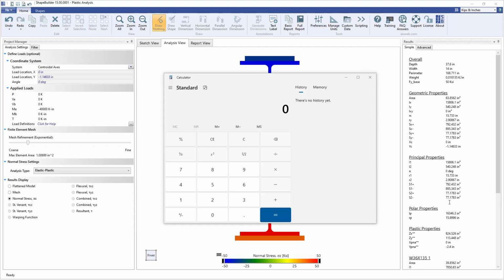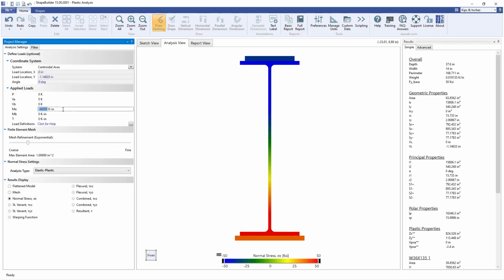To estimate the plastic moment capacity, let's multiply the plastic section modulus Zx, which is equal to 824.52 inches cubed, by Fy of 50 ksi, which is the base material for the cross-section. This gives a value of 41,226 kip-inches. Entering this value for the applied load will let the analysis run once again.